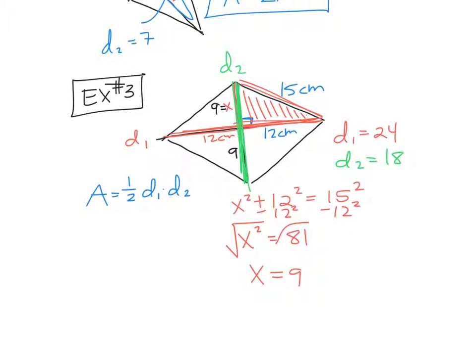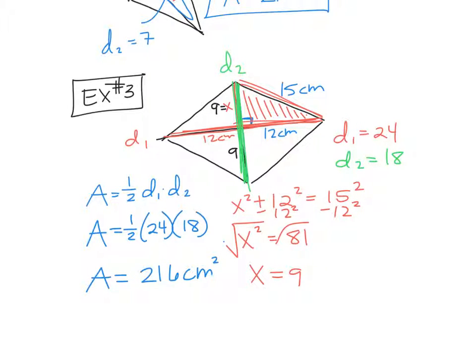So if we're looking for the area, we said it's 1/2 times diagonal 1, which is 24, times diagonal 2, which is 18, and then just plug that into your calculator. 1/2 times 24 times 18 is 216, and we were talking centimeters, and it's area, so square centimeters. Okay? Any questions on those?